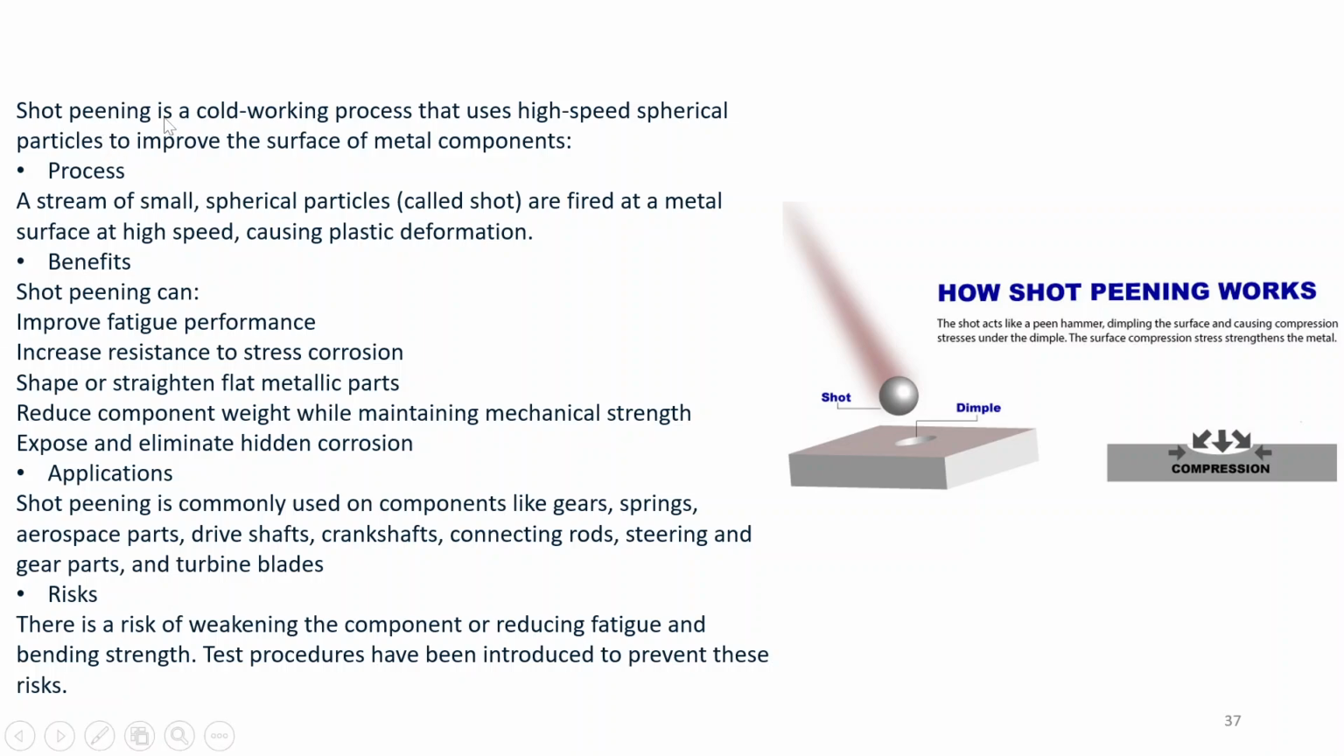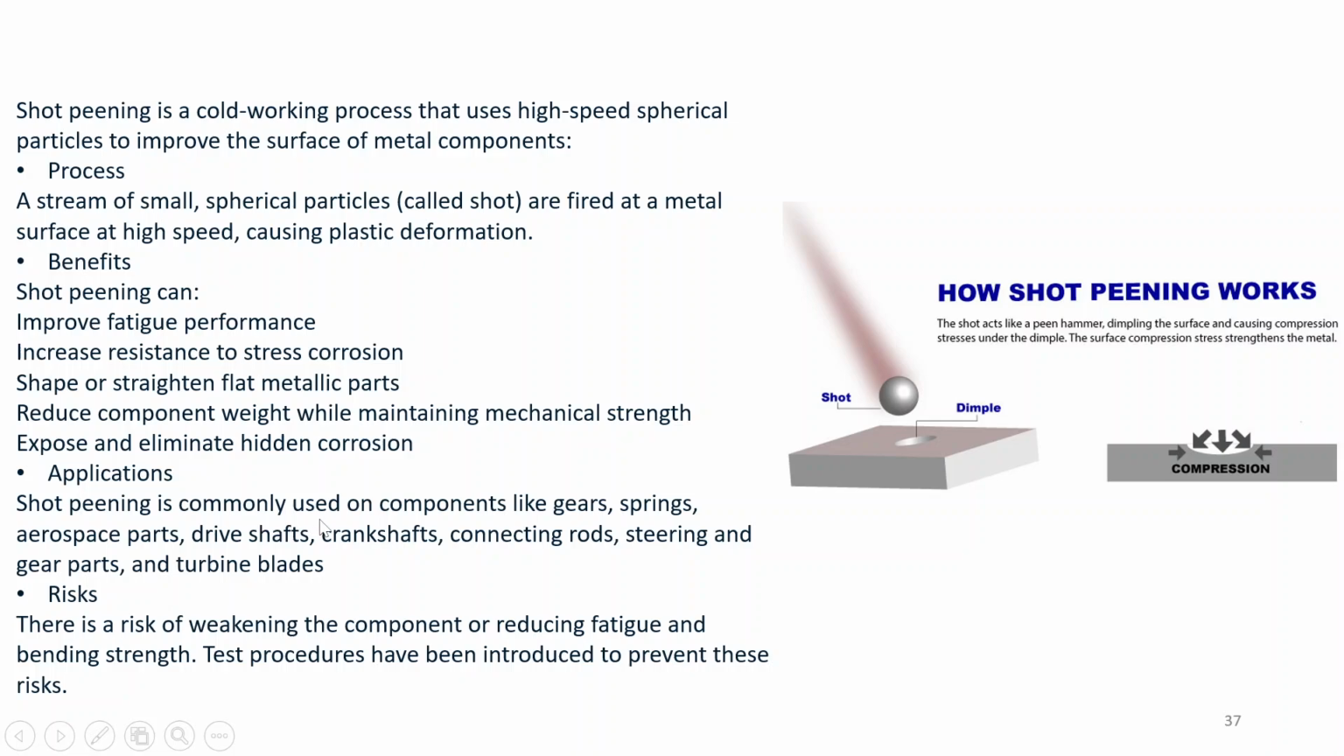Then shot peening. It is a cold working process which uses high speed spherical particles to improve the surface of metal components. A stream of small spherical particles, which are called shots, are fired at a metal surface at high speed, causing plastic deformation. Shot peening can improve fatigue performance, increase resistance to stress corrosion, shape or strengthen flat metallic parts, reduce component weight while maintaining mechanical strength, and expose and eliminate hidden corrosion.